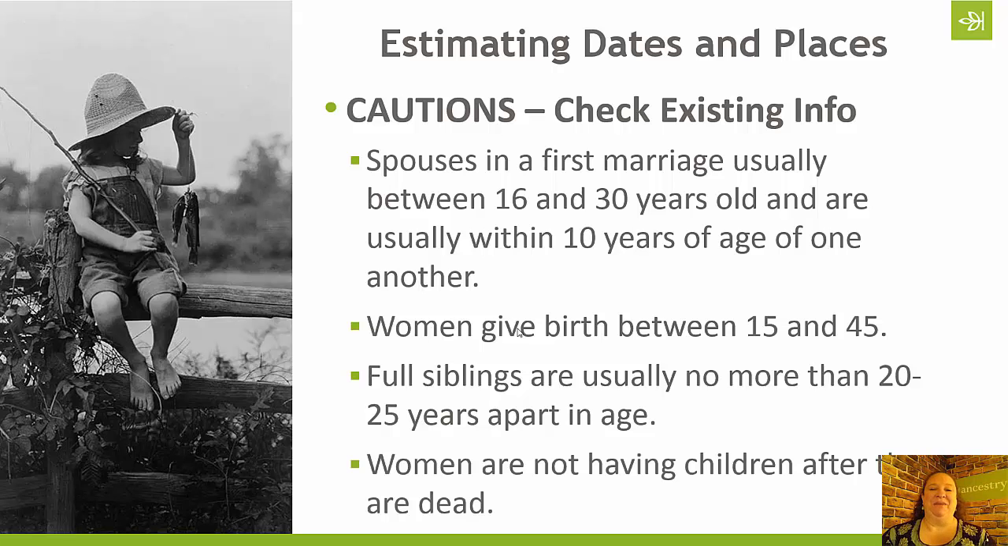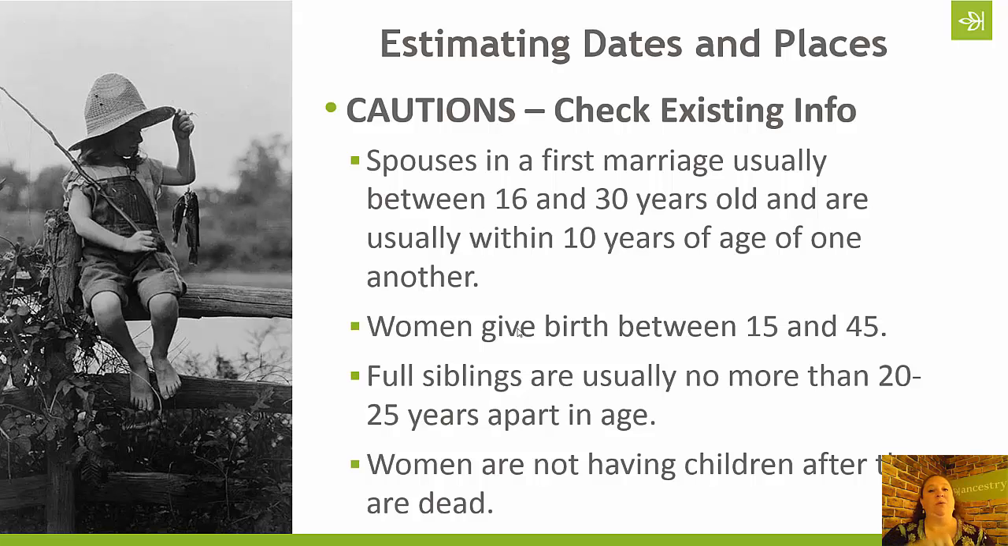And then, this seems silly, but I have seen it, women are typically not having children after they're dead. So again, just do some gut checks on some of those dates that you have in your tree, and if the information's incorrect, consider deleting that person altogether, because you may have grabbed the wrong person, or at the very least delete some of those dates until you can find some additional evidence in genealogical records outside of family trees that will help lead you to the correct information.